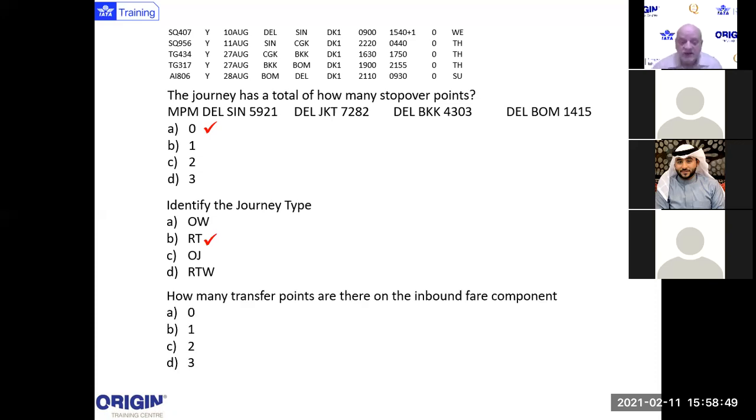How many transfer points now, not transit, transfer points on the inbound? Now, if I've decided Jakarta is my fare break point, I've got Bangkok and Mumbai. If I'm looking for transfer points, do I care if it's a stopover or a transit? No. In that case, 2. Okay.